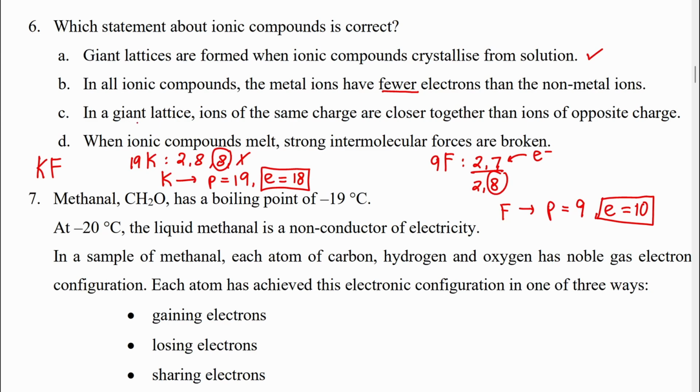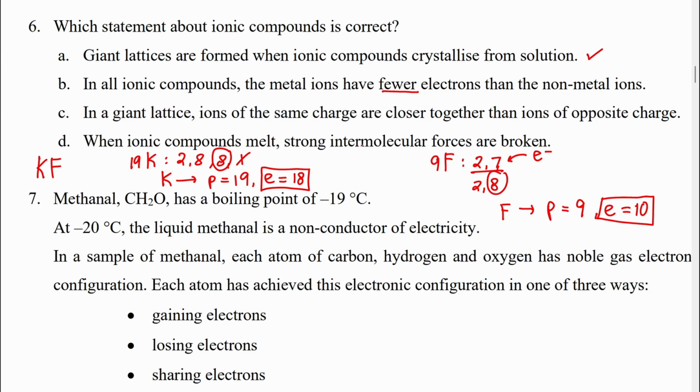C. In a giant lattice, ions of the same charge are closer together than ions of opposite charge. I think this is general knowledge. As we know, even with magnets, the same pole will repel each other, right? While different poles will attract each other. The same thing with ions. If they are the same charge, it means they will move apart. They will repel each other. So this is wrong.